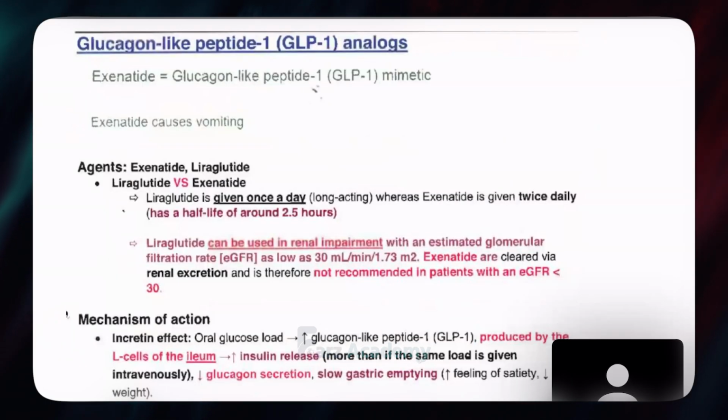Finally, we are coming to GLP-1 analogs. These are always said last in the textbooks or in my slides or when I studied. But exenatide is very, very frequently coming up in our day-to-day use also.